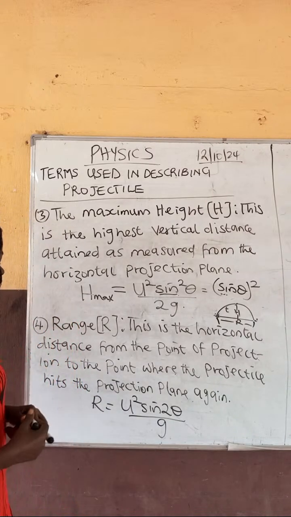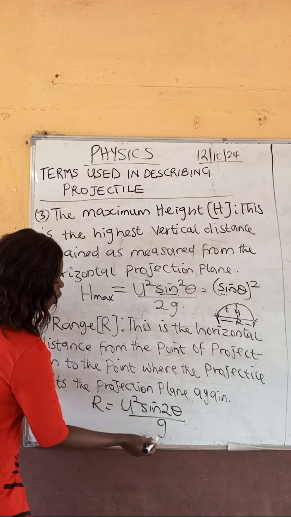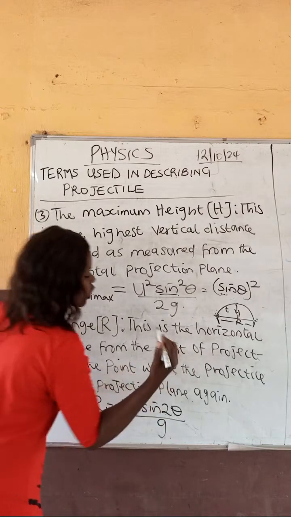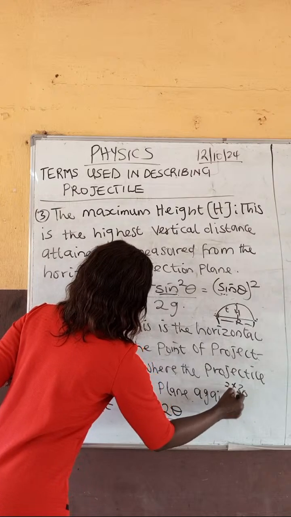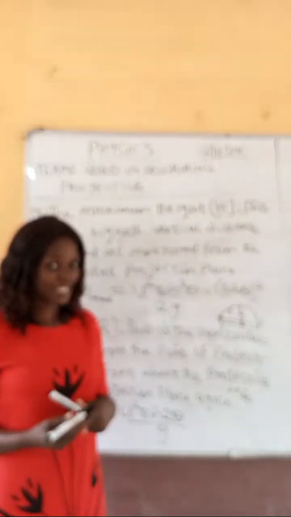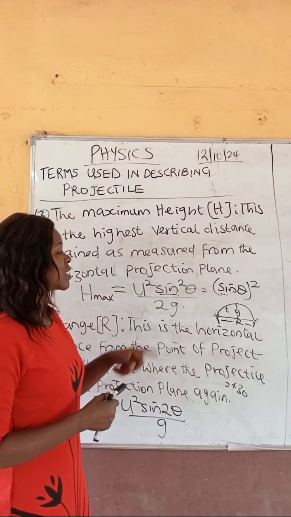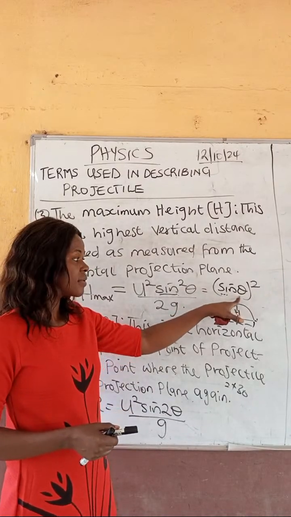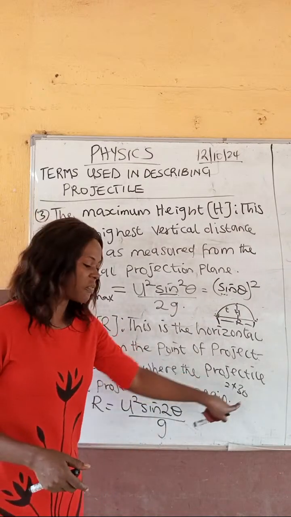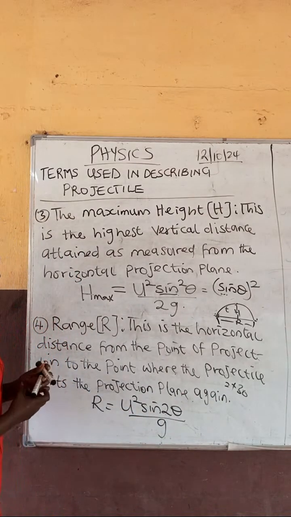Now, the magnitude of the range is equal to u square sine 2 theta over g. 2 theta means, let's assume that your angle is 30. This is 2 times 30. So what you're actually looking for is sine 60. So it's different from this, right? In this one, you get your theta and get the sine before you square it. But here, you multiply your angle by 2 first before you find the sine of it. Do you understand? All right. So let's go to the next one.